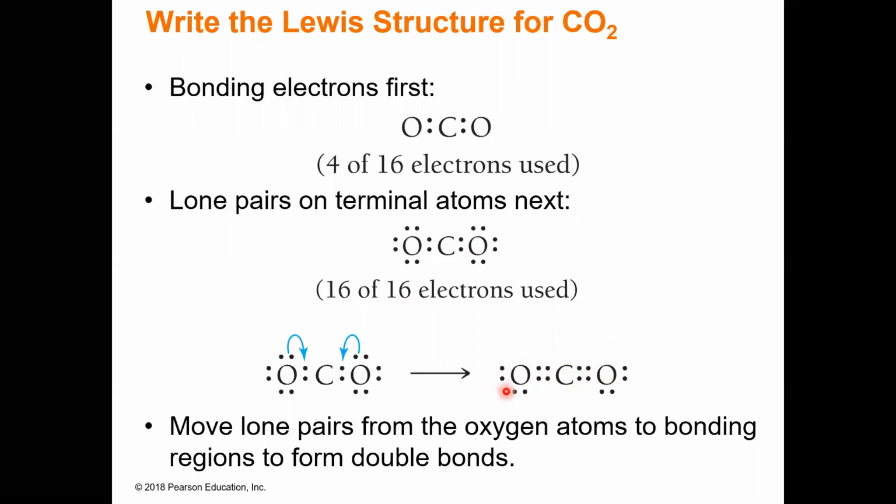We still are using all of our 16 electrons, and we should check that all of our atoms that need an octet actually have an octet. So the oxygen here has 1, 2, 3, 4, 5, 6, 7, 8. So it has an octet. This oxygen here similarly has 1, 2, 3, 4, 5, 6, 7, 8. So it has an octet. And this carbon has 1, 2, 3, 4, 5, 6, 7, 8. So it also has an octet. So this is the structure for our carbon dioxide.